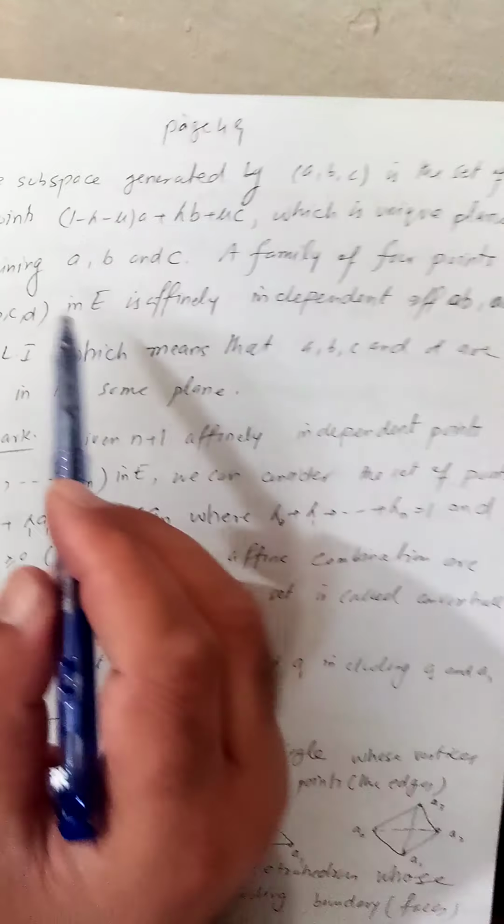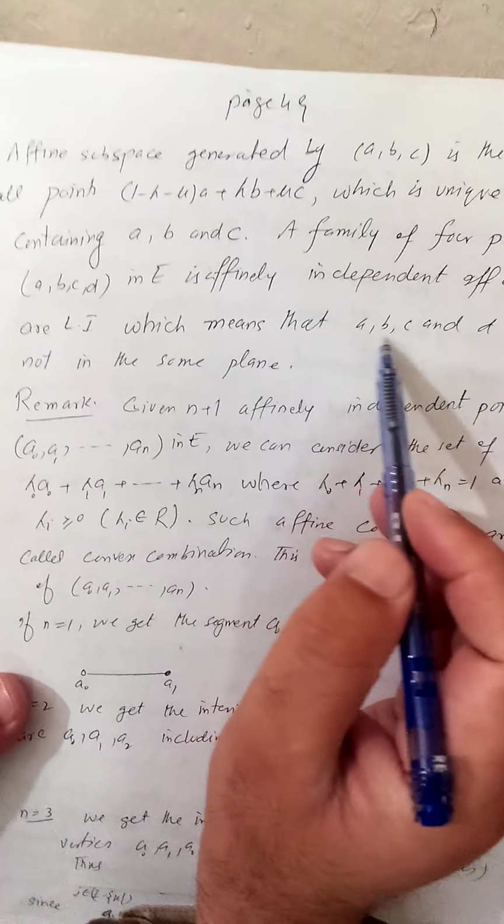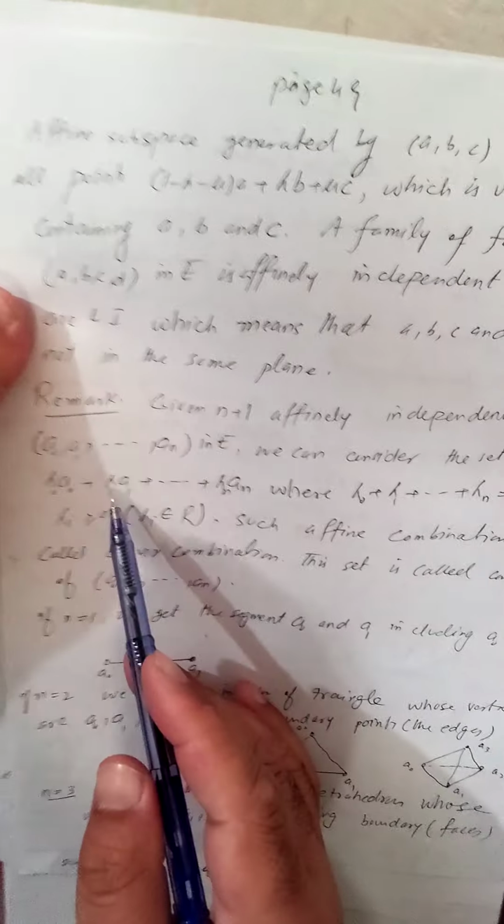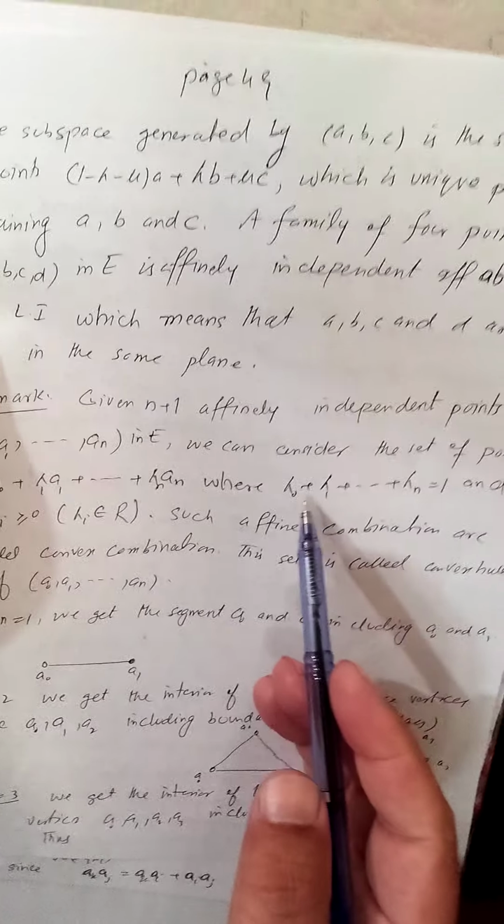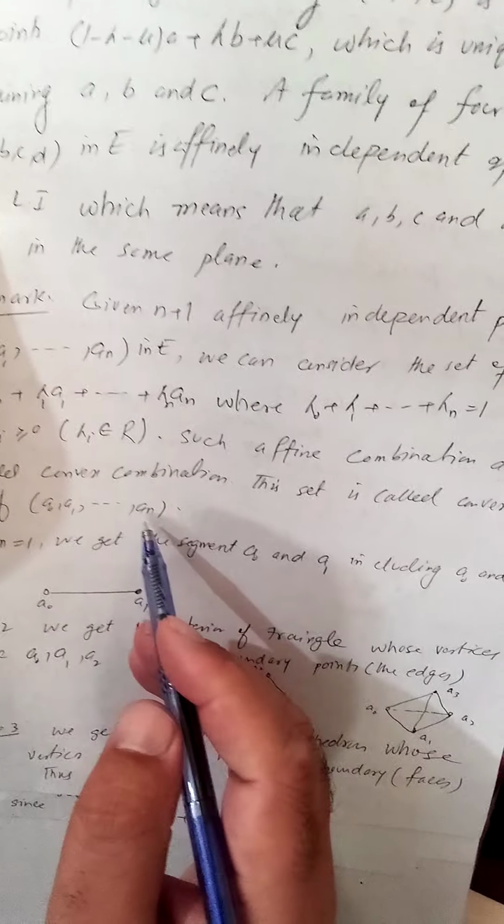A family of 4 points A, B, C, D in E is affinely independent if and only if AB, AC, AD are linearly independent, which means that A, B, C, and D are not in the same plane. Remark: given n plus 1 affinely independent points a0, a1, up to an in E, we can consider the set of points lambda0 a0 plus lambda1 a1 plus up to lambda n an, where the sum of lambda0, lambda1, up to lambda n is equal to 1 and lambda i greater than or equal to 0, lambda i belonging to R. Such affine combinations are called convex combinations. This set is called the convex hull of the points a0, a1, up to an.